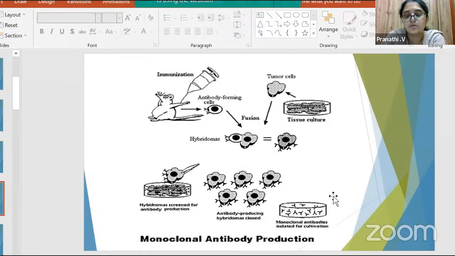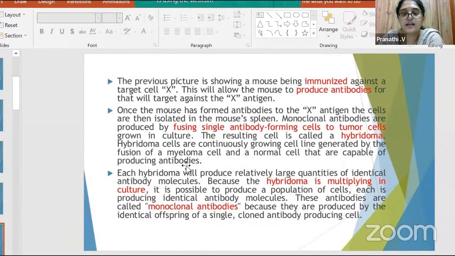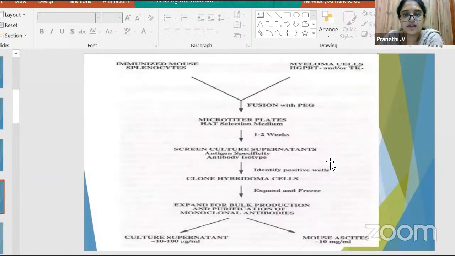This is done by chromatographic techniques such as ion exchange chromatography or antigen affinity chromatography, or you can do radioimmunoassay, or you can do immunoprecipitation. So these are the methods, or this is how you produce the monoclonal antibodies. The same thing has been explained over here.